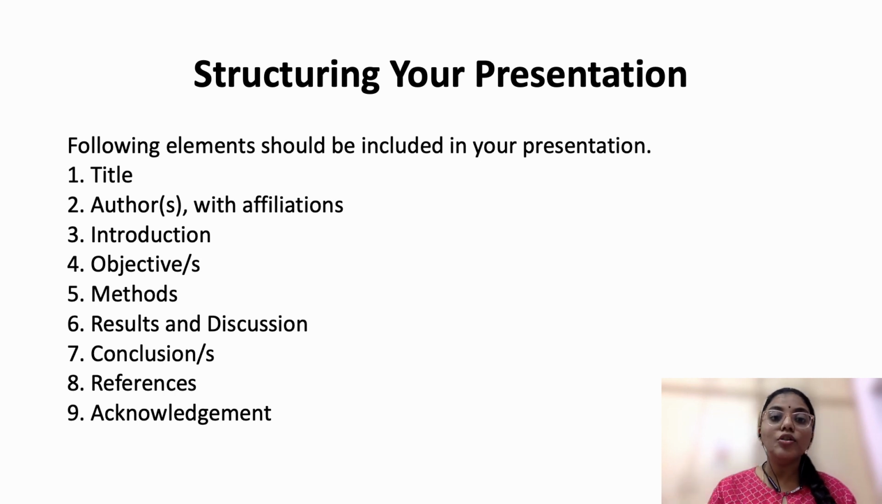For this purpose, you should organize your research. You should be prepared with your voice content as well as your slide content in a crisp and attractive way. To effectively present your article, you should structure your presentation in a logical flow. You should include the following in your presentation: title, authors with affiliation, then introduction, objectives, methods, results and discussion, conclusion, references, and acknowledgement.